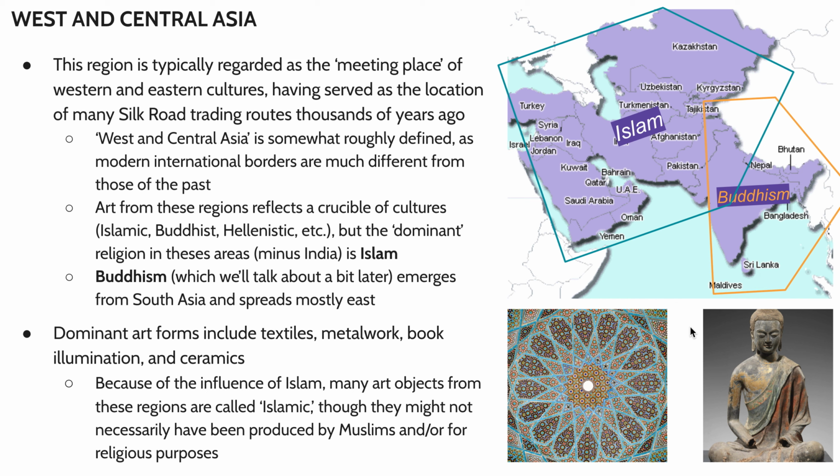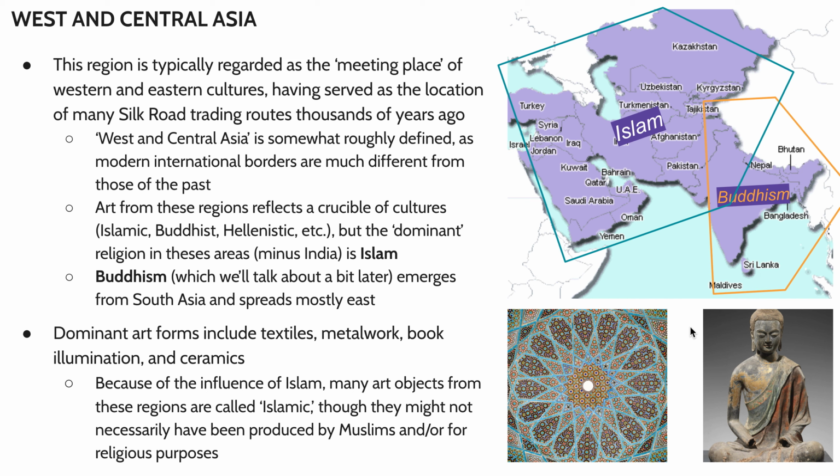So a couple of dominant art forms that you might notice in the next couple of slides are textiles, metalwork, book illumination, and occasionally ceramics. A lot of the artworks from these regions are called Islamic, but they might not necessarily have been produced by Muslims or for religious purposes. So that's an important distinction to keep in mind.